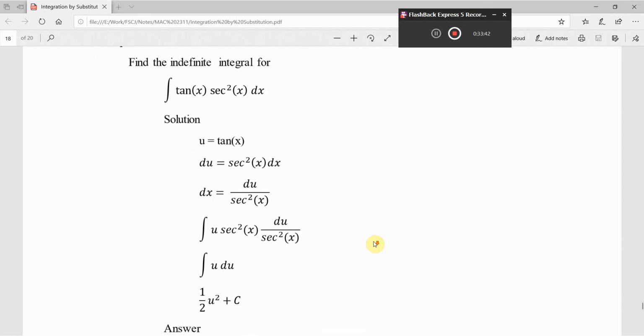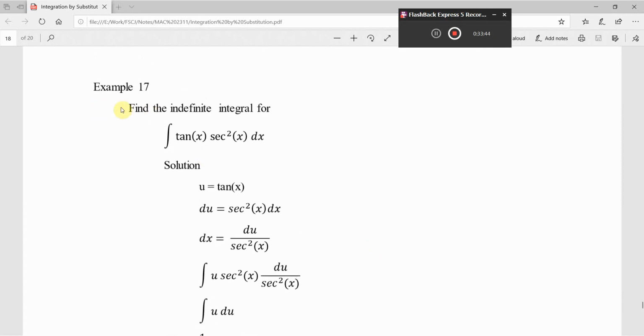Alright, example number 17. Find the indefinite integral for the following. So I have the antiderivative of tangent of x times secant squared of x dx. Alright, my solution here. I'm going to let u equal to the tangent of x.